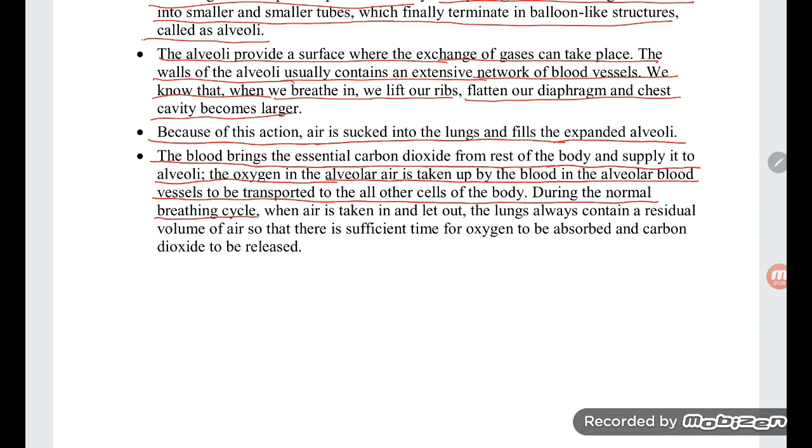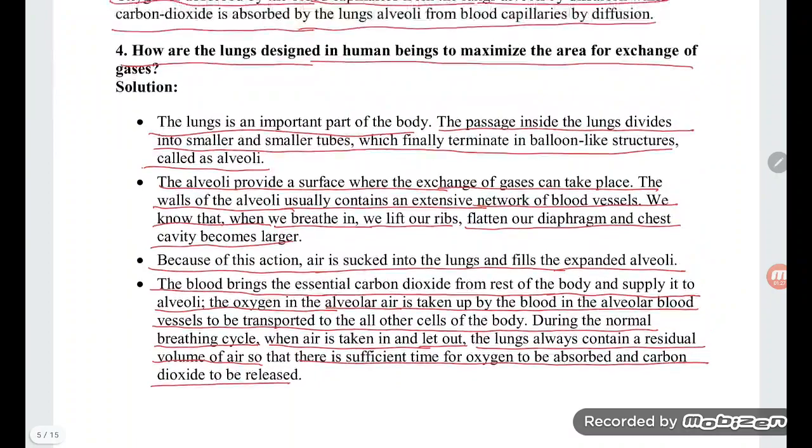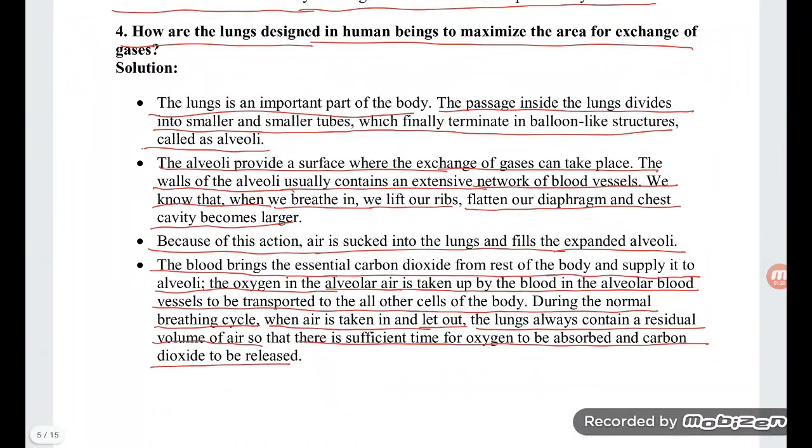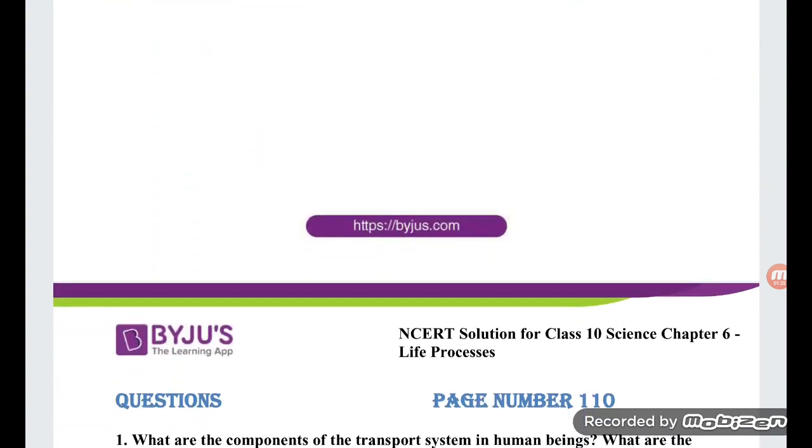During the normal breathing cycle, when air is taken in and let out, the lungs always contain a residual volume of air so that there is sufficient time for oxygen to be absorbed and carbon dioxide to be released. Okay, so this is the point, students. The lungs are designed with so many tubules. So this is the answer.